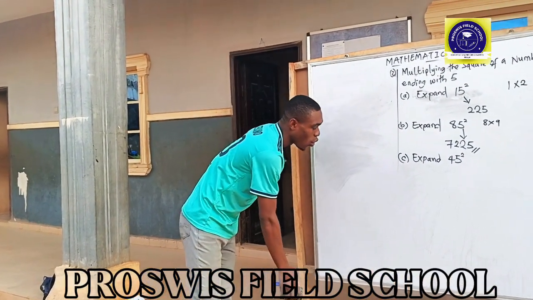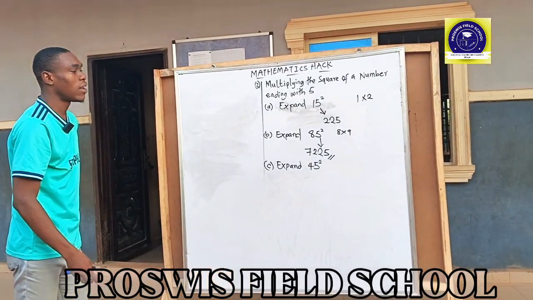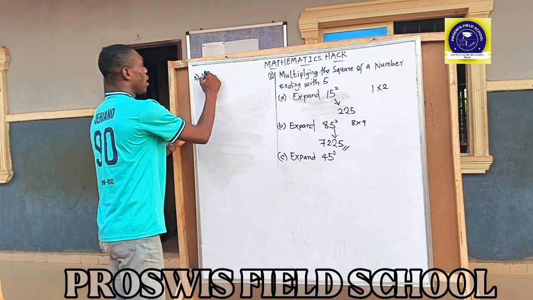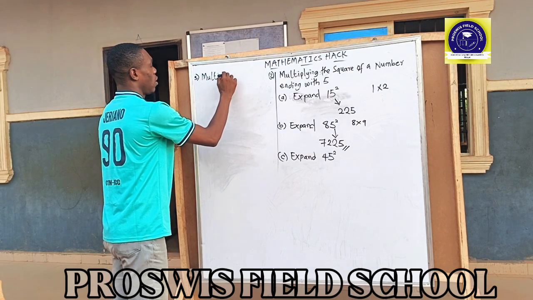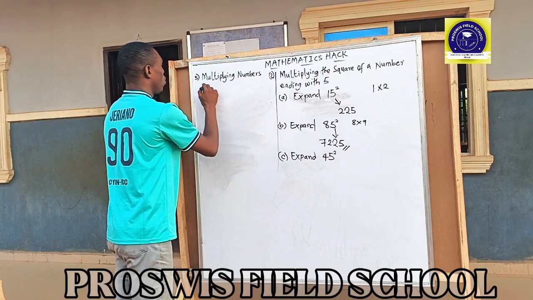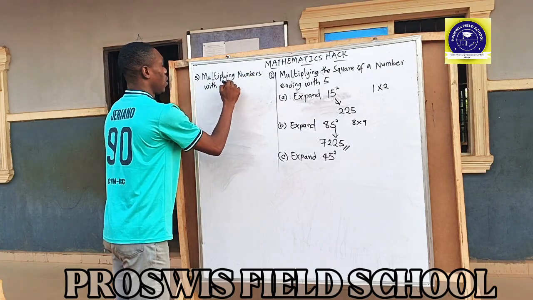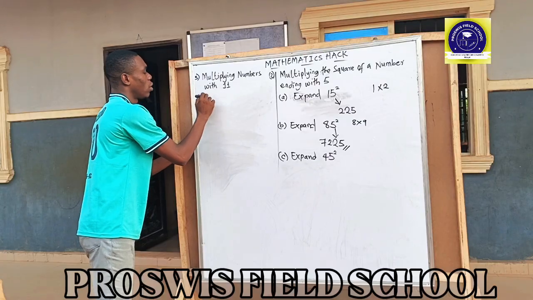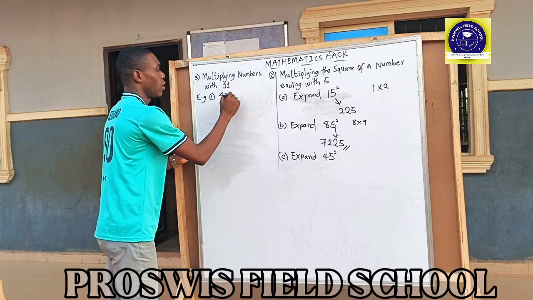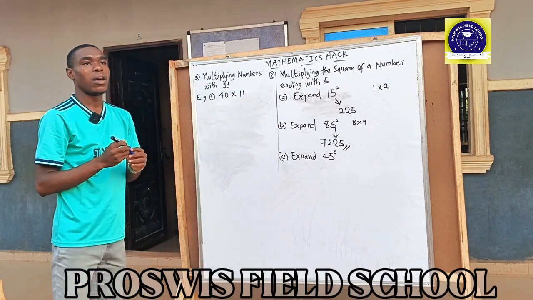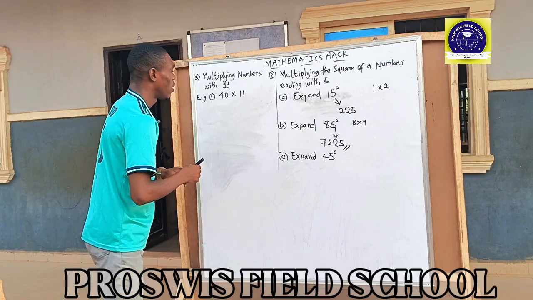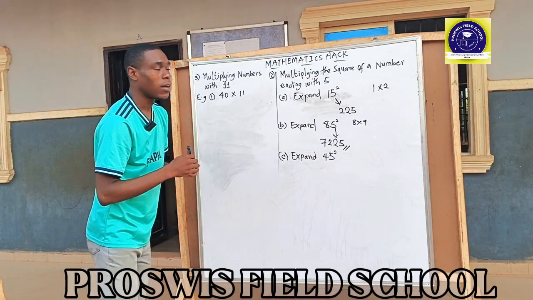Now the next, we want to see how to expand numbers multiplying numbers with 11. Example, 40 times 11. 40 times 11. You said? Now, this is the method.